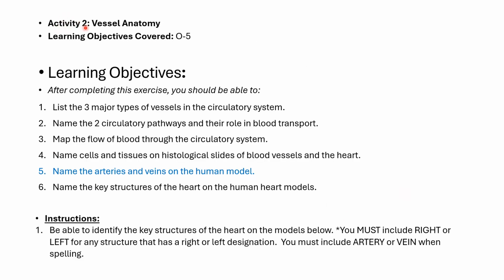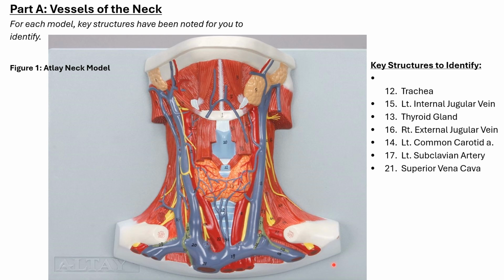Activity number 2 is about vessel anatomy. It covers learning objective 5, which is to name the arteries and veins on the human model. With every model, we have given you a key, so you have to be able to recognize the structures which are present in that key. This is a model of the vessels of the neck, and these are the key structures. You have to know where they are located.